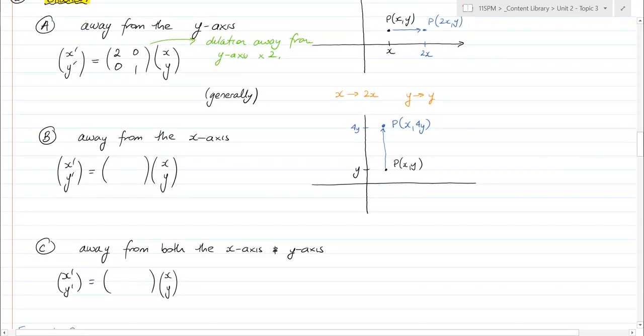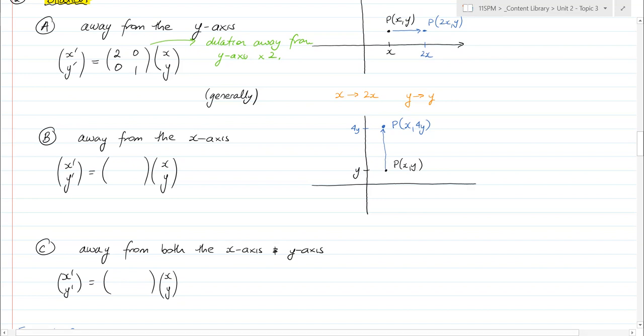And equally for part B, if we were taking that, which in orange down here is x going to x, but y going to 4y, then excellent, 1004 will take us away there. Happy?